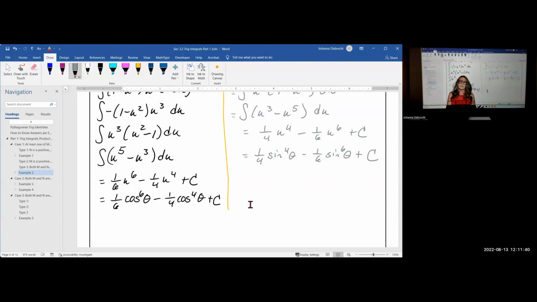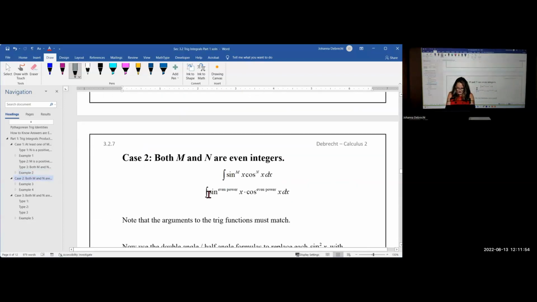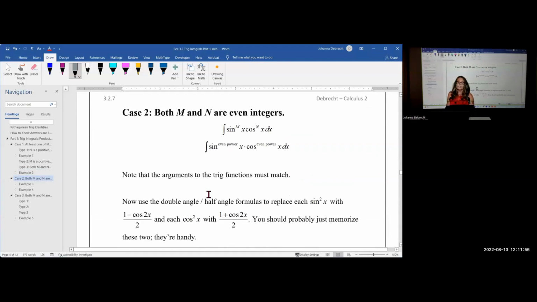So this is a case where both of the powers were odd numbers greater than 1. You could choose either one. You get answers that are equivalent but don't look the same. All right? Okay. So we've dealt with that particular situation, which is that at least one of m and n is odd. So what's left? If at least one is odd, that's case 1. What is not case 1? They're both even, right? That's the only other thing left.